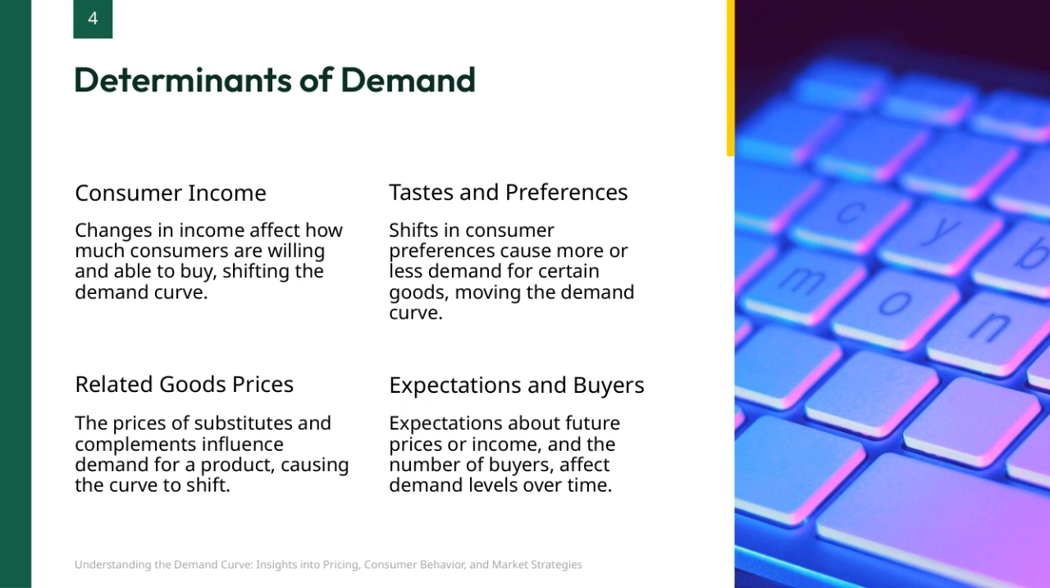Another important factor is the prices of related goods. This includes substitutes and complements, where changes in those prices can cause the demand for a product to shift. Lastly, expectations about future prices or income, along with the number of buyers in the market, impact demand levels over time. All these elements work together to shape the overall demand we observe.